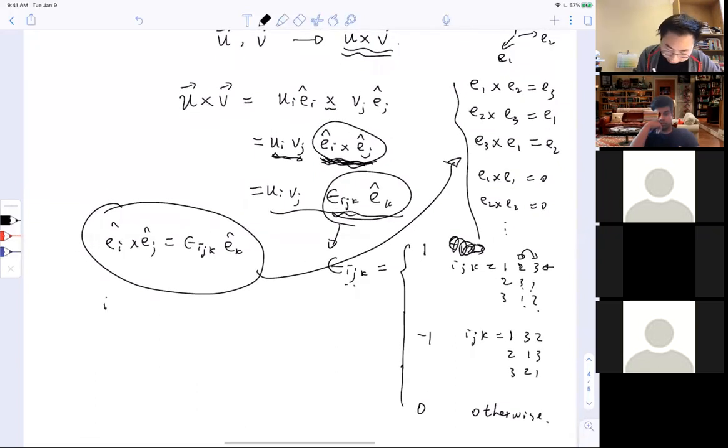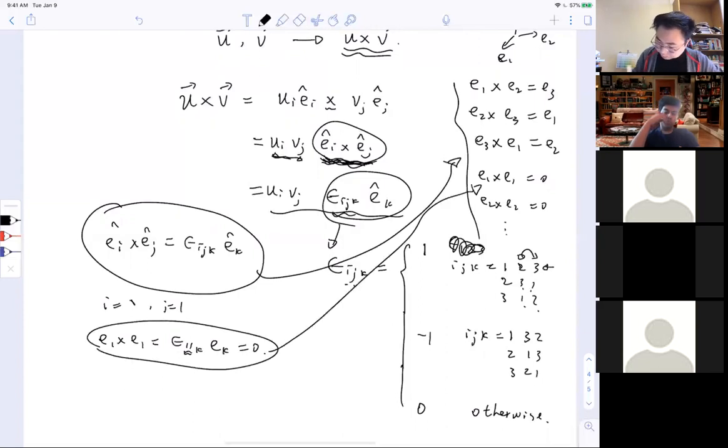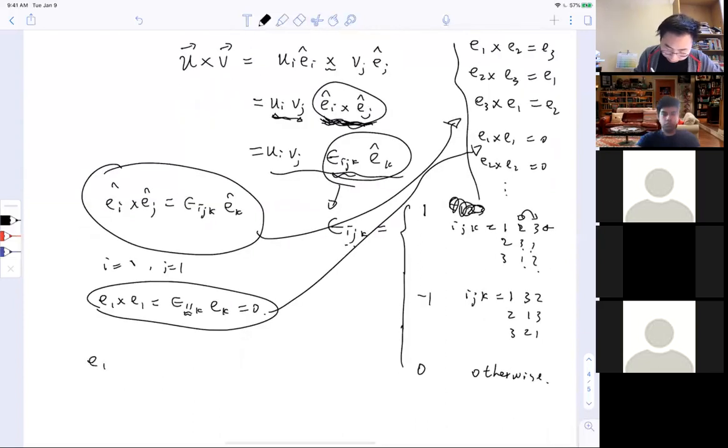For example, if i equals 1, j equals 1, you get e1 cross e1 equals epsilon 1,1,k e_k. We know that if two indices are the same, then it's 0. If i equals 1, j equals 2, e1 cross e2 equals epsilon 1,2,k e_k.